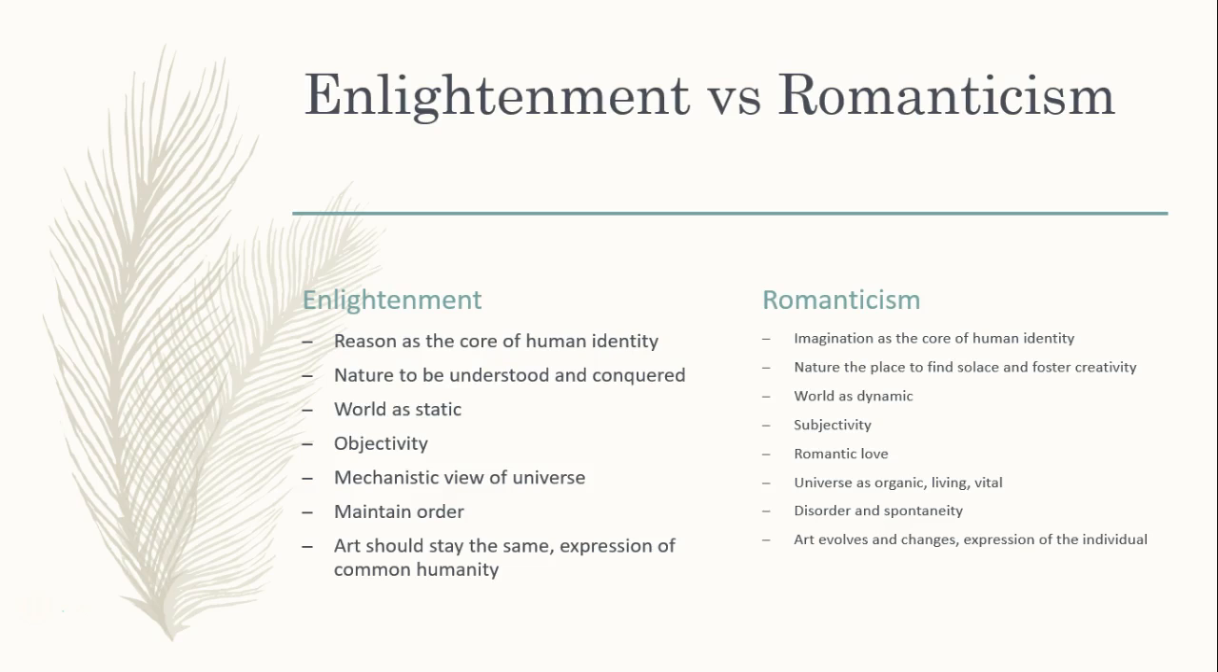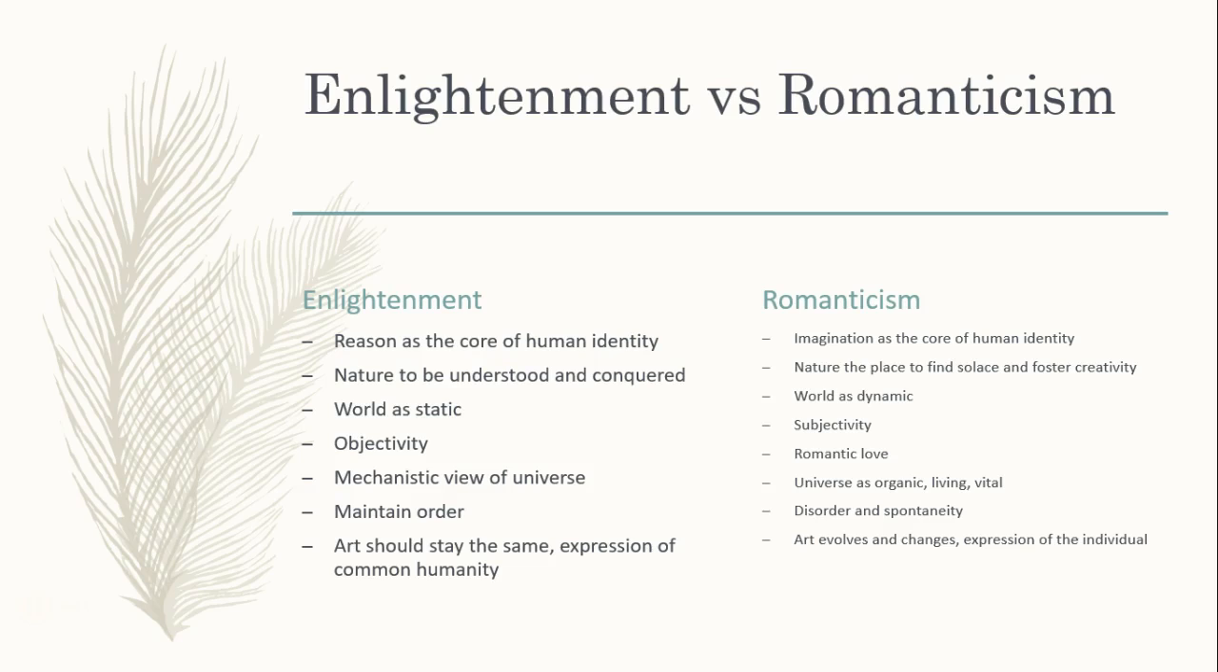Everything could be understood from an objective point of view if you were an Enlightenment thinker. To the Romanticist, everything was colored by one's own experiences and place. The mechanistic view of the universe that was seen by the Enlightenment thinker was contrasted with a universe that was organic, living, vital, changing. The Enlightenment thinker liked to maintain order. Those were the Midwesterners who mowed their lawns every day. The Romantic thinker valued disorder and spontaneity, something that was reflected in their love of the wildness of nature.